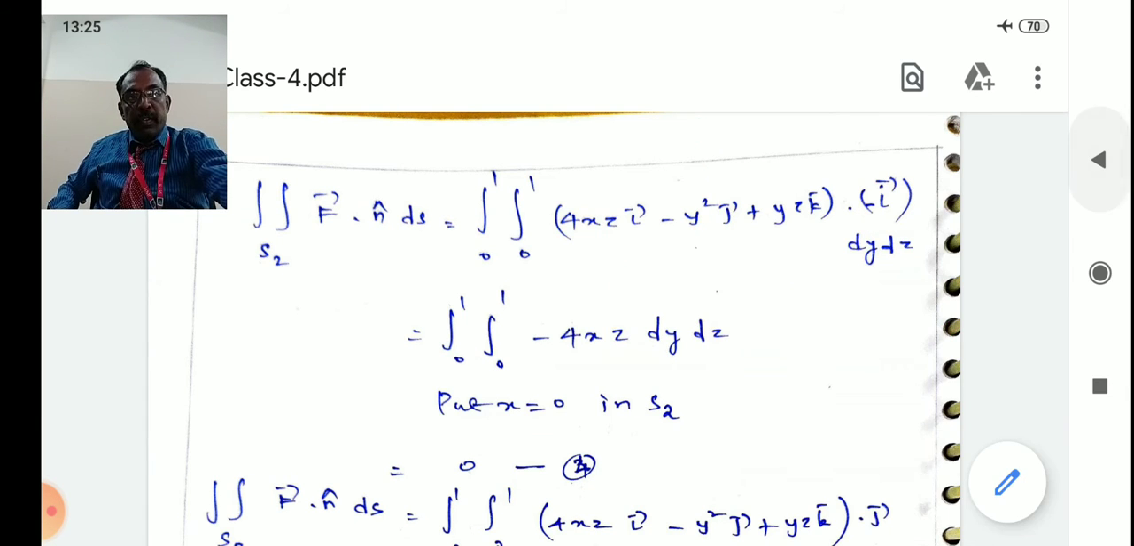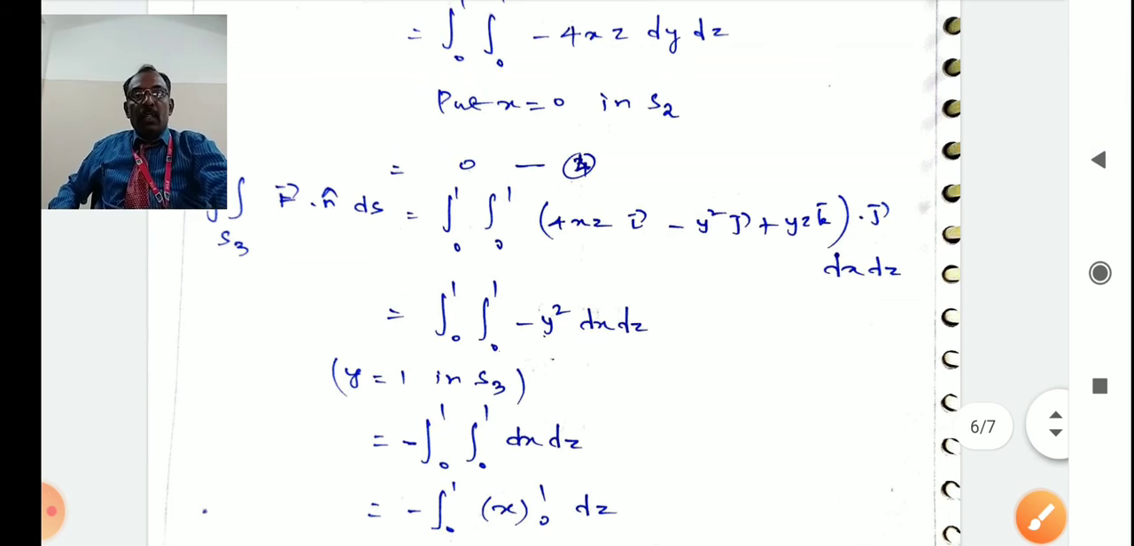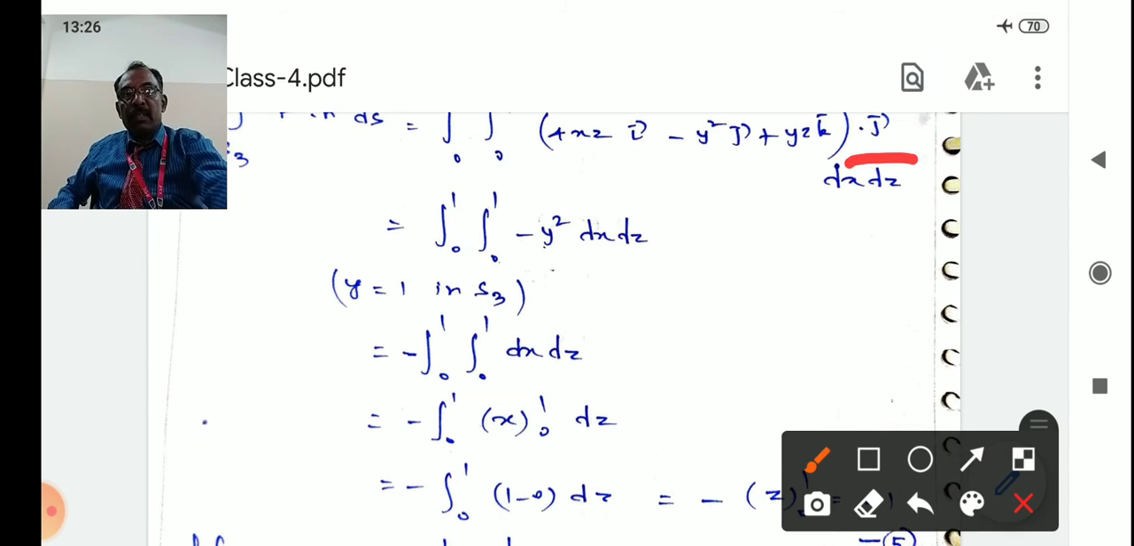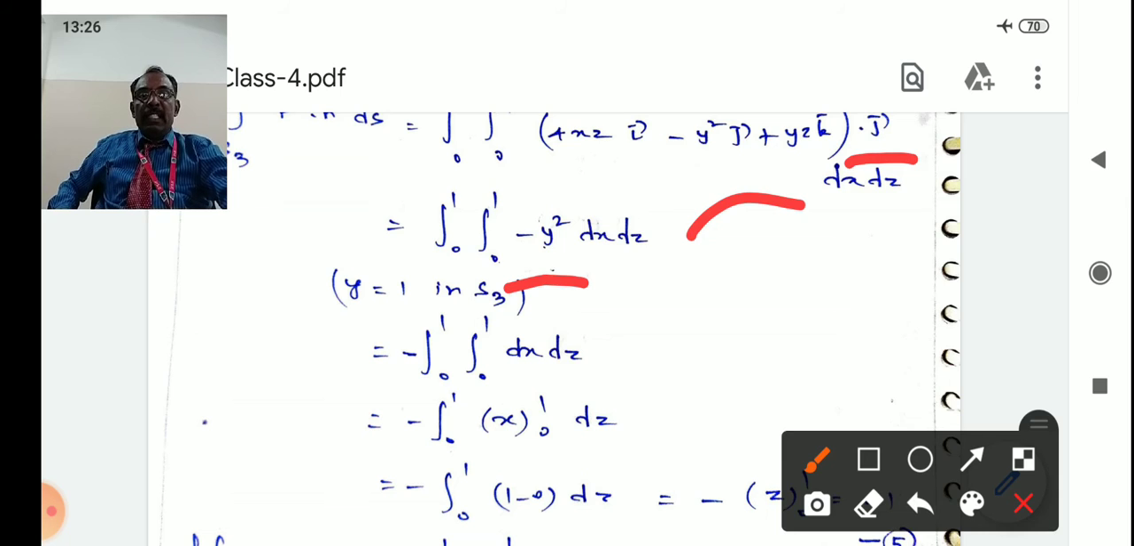So next we have to find along S3. What are the main changes in S3 compared with S1? What about n cap of this problem? N cap is j vector. So now we do the dot product, we get minus y squared. In S3, what is the value of y? Y value is 1.